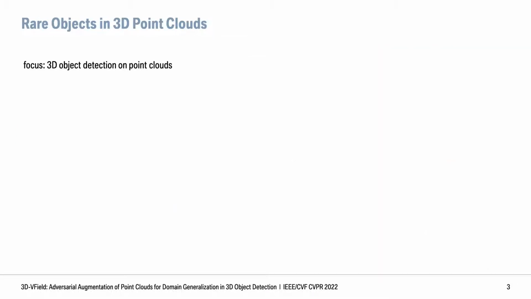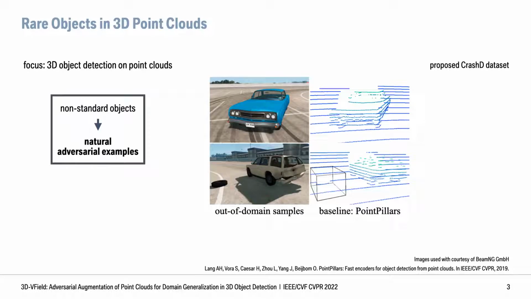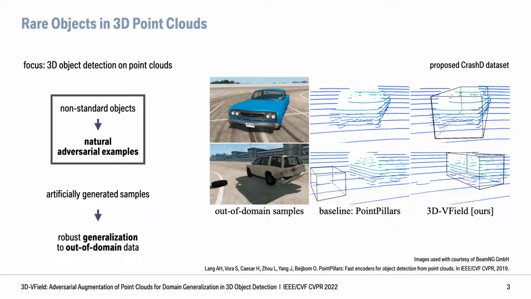Here, we focus on 3D object detection on point clouds, where non-standard objects like rare and damaged cars can be natural adversarial examples, creating issues for a detector, as you can see on the right image, where PointPillars struggles to detect the two cars. These adversarial examples can also be artificially generated to improve the generalization to out-of-domain data. And this is what we did in this work.